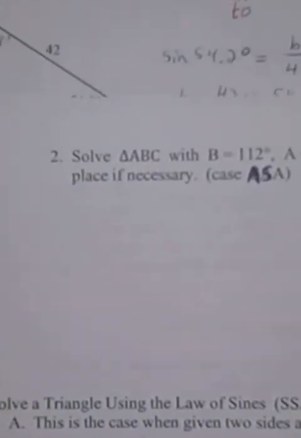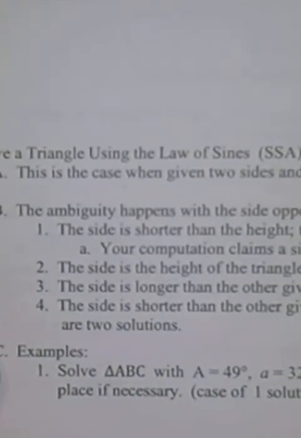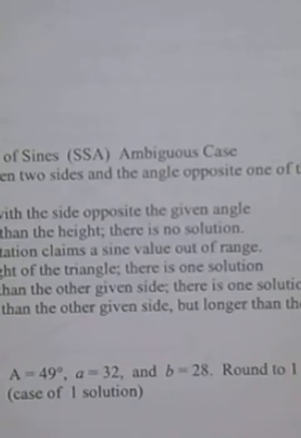All right. There's a second problem, and that one we'll leave for class. And let's go on to part 2, solving a triangle using the law of sines. When you have two sides and an angle, and when this happens, sometimes we have an ambiguous case, either more than one solution or fewer than one solution. And so we're going to find out, how do we know?